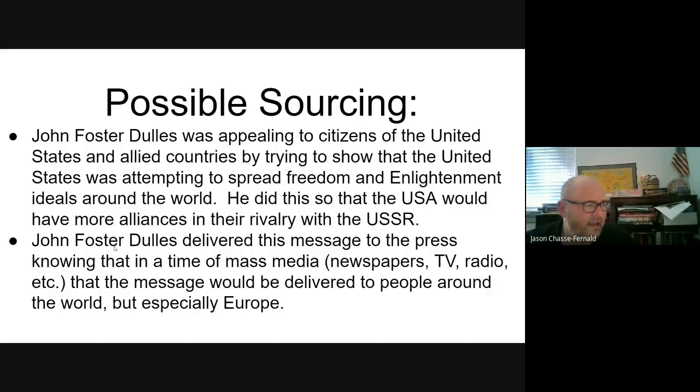And we see the second possible way of looking at this: Dulles delivered the message to the press, knowing at the time, the mass media, that the message would be delivered to people around the world, and especially in Europe. You could even go into the fact that there's Radio Free Europe, and this message could have been given for the media, knowing that it would be broadcast in West Berlin and received everywhere in East Germany, everywhere in those Eastern Bloc countries.